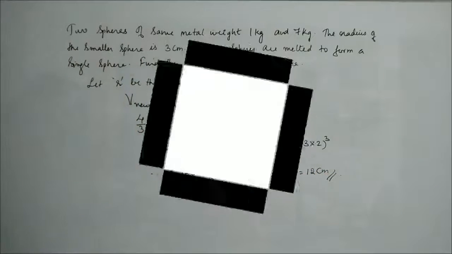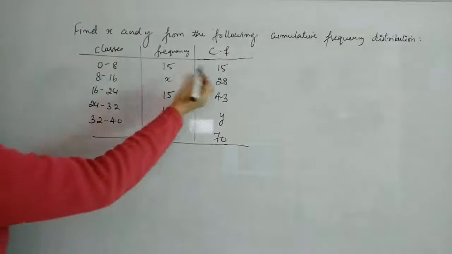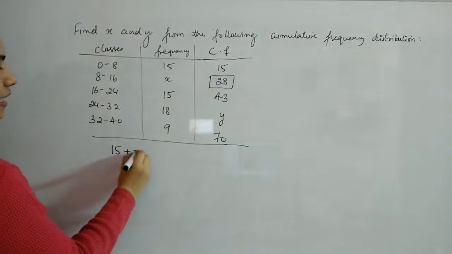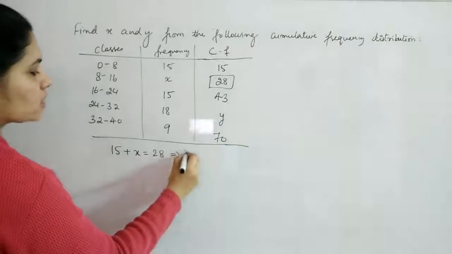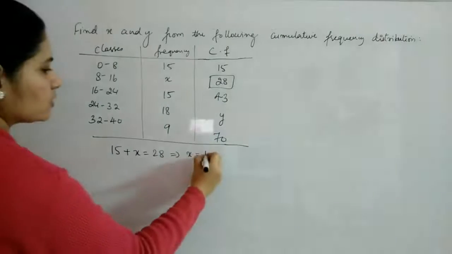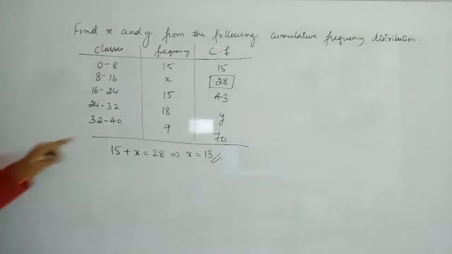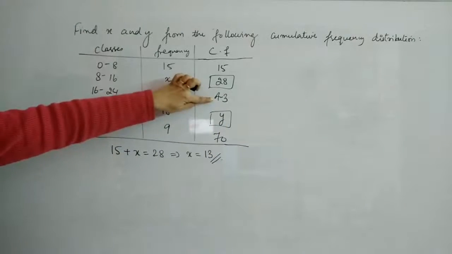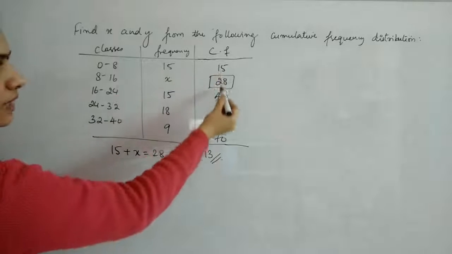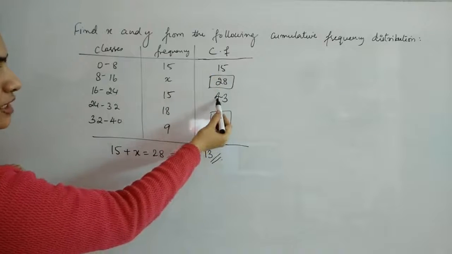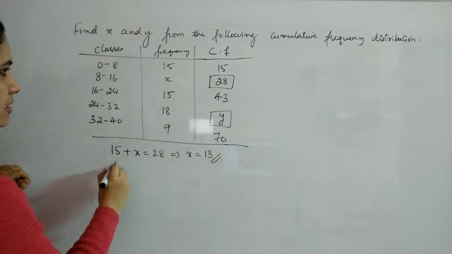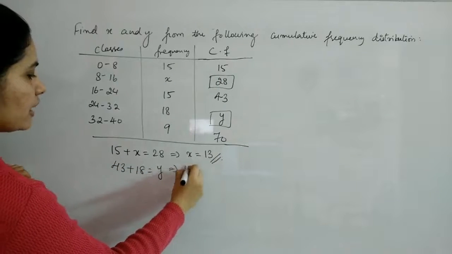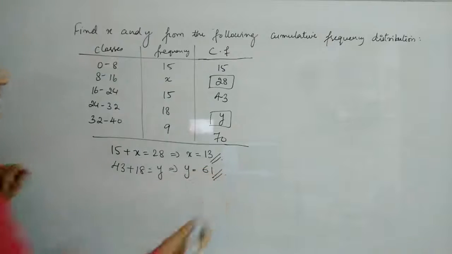Okay, question: you have to find out x and y, means cumulative frequency. This is given to be 28, means 15 plus x is 28. From that you will get x is equal to 13. Now y, this is y. Y is the last term after adding all these. So this plus this will give you y, that is 43 plus 18 will give you y, or y is equal to 61. That's all.